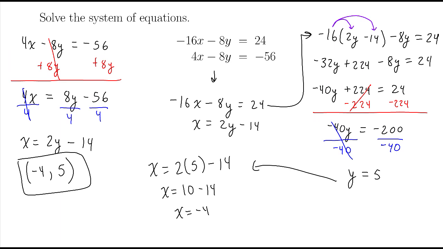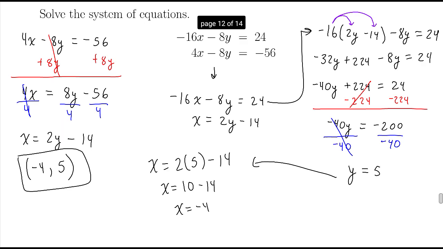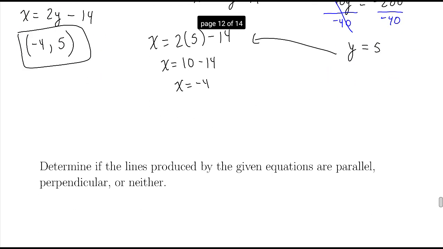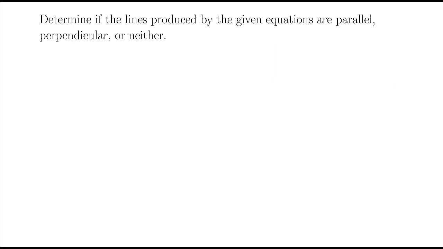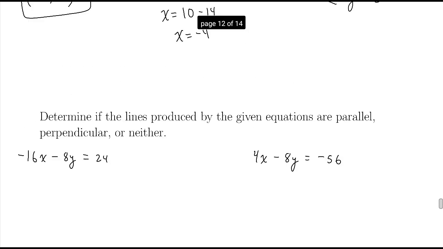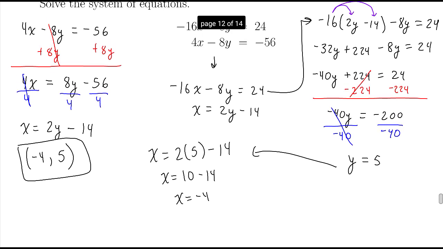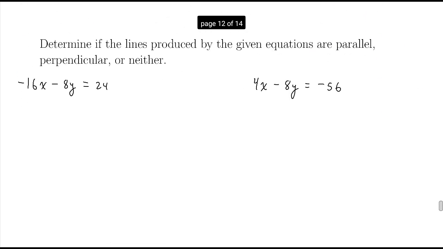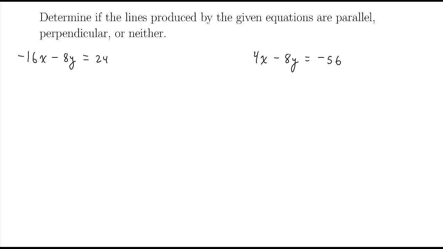So we'll go and figure that out. I'm going to rewrite each equation, rearrange them, get y by themselves, so that way I can look at their slopes. Okay, so negative 16x minus 8y equals 24. Negative 16x minus 8y equals 24. And I think it is 4x minus 8y equals negative 56. Let me double check that. Yes, okay. So there are my two equations. Let's get y by itself for both of them.